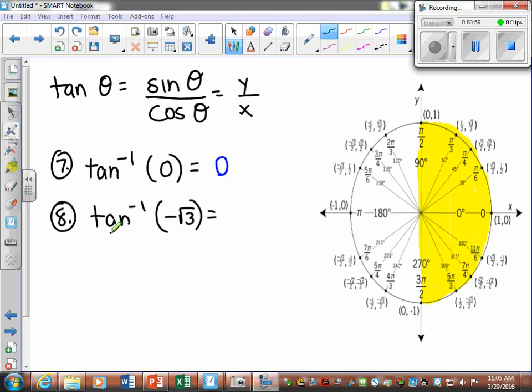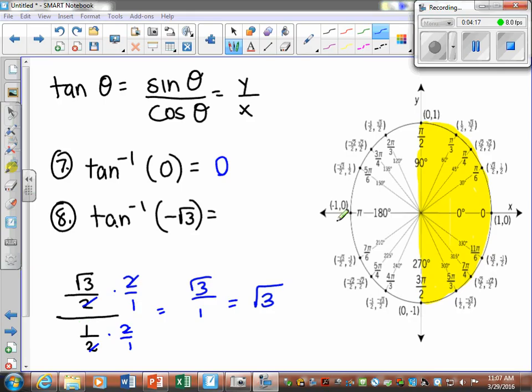Okay, your next one's going to be the tangent inverse of -√3. So the hard part is finding the y value divided by the x value that's going to simplify to this. So we've got to find out which one of those has a y value divided by an x value that simplifies to this. Let's do some work with that. Okay, the first thing I'm going to do, this y value divided by this is just 1. So I know I'm either working with this one or this one.